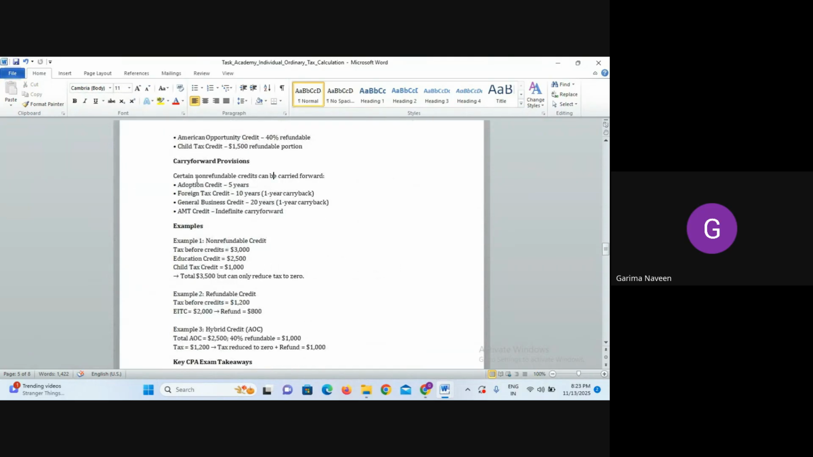So the carry forward provision we already discussed: in adoption credit, we can carry forward for 5 years. If you have foreign tax credit, then it will be 1 year carry back and 10 years carry forward. General business credit can be carried forward for 20 years with 1 year carry back. Then AMT credit has indefinite carry forward.